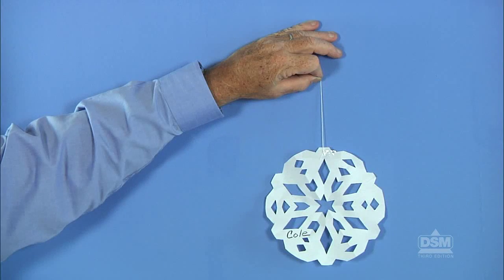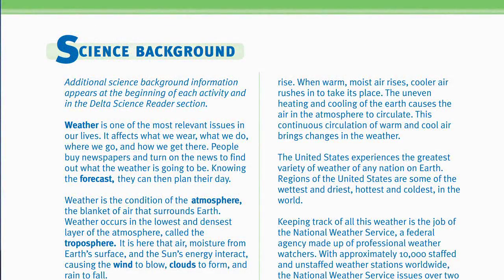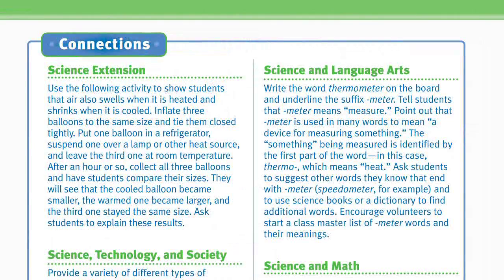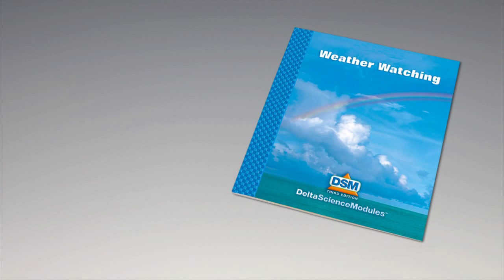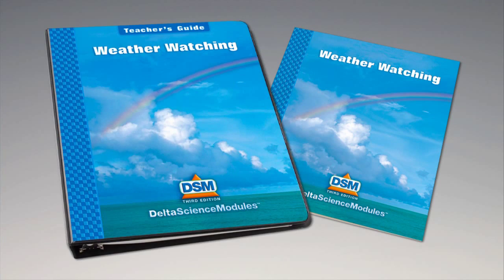Suspend the snowflakes from the classroom ceiling. You can also tape them to the classroom windows or use them to decorate the classroom walls. Finally, inform students that in the next 3 activities, they're going to learn about some types of severe weather. For science background, reinforcement activities, curriculum connections, and information about the Delta Science Reader, please consult your DSM Teacher's Guide.